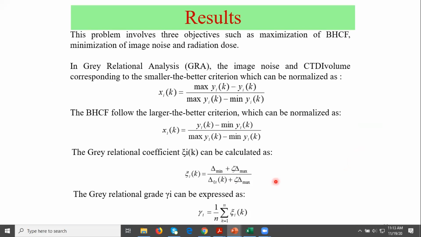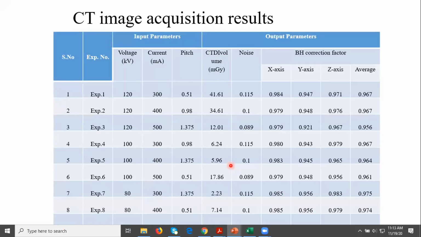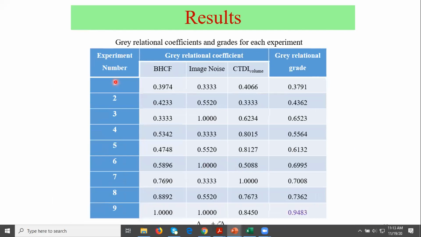So the same formula I'm taking: delta mean plus sigma, that means the distribution coefficient, plus delta maximum for that particular experiment value, plus maximum value. Here the distribution coefficient, we are taking 0.5 because we require both the maximize and minimize to be the same. So that's why I gave 0.5, half of the factor for each output. So that's why I selected 0.5 here, and you got this gradation coefficient for the beam height correction factor for the first experiment. In the same way the second experiment, third experiment, they are done like that here.